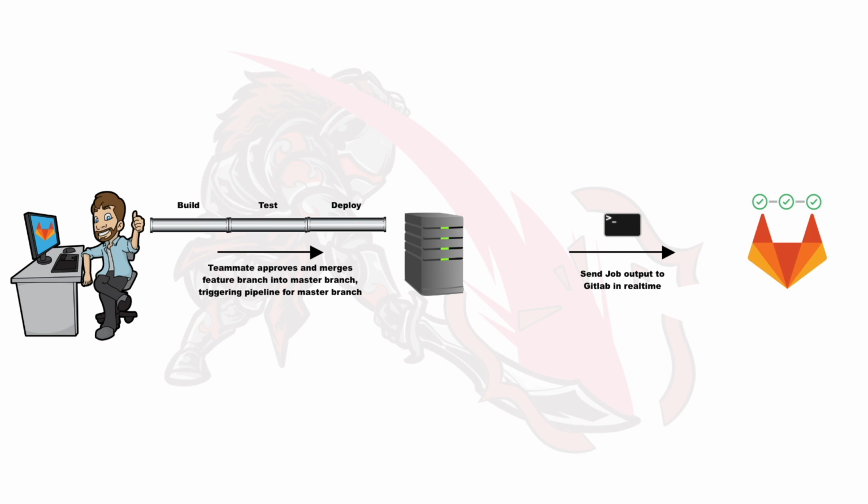If we had been using continuous delivery instead of continuous deployment, we would have had to trigger the deploy stage manually by clicking a button on GitLab.com.